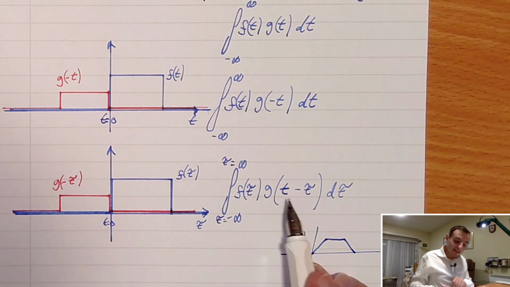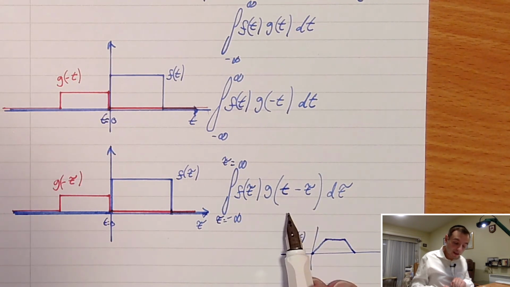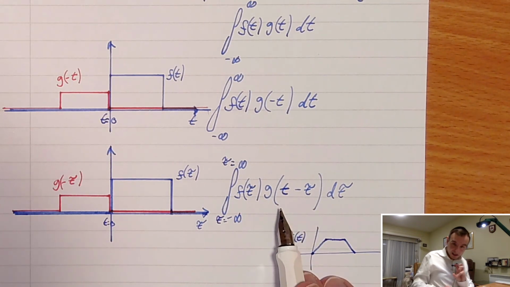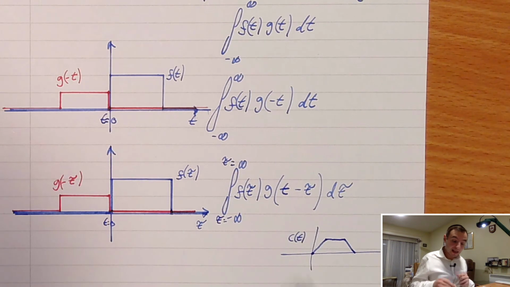But the point is that this is a really beautiful description of how you can find the magnitude of the area of overlap of any two functions for all values of t by introducing this dummy variable and integrating the product.